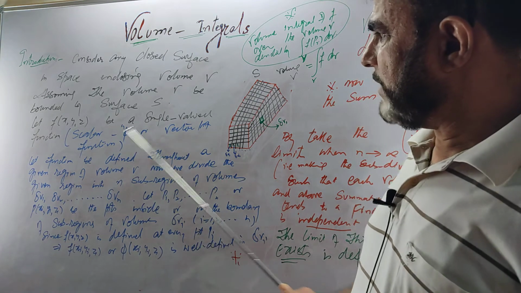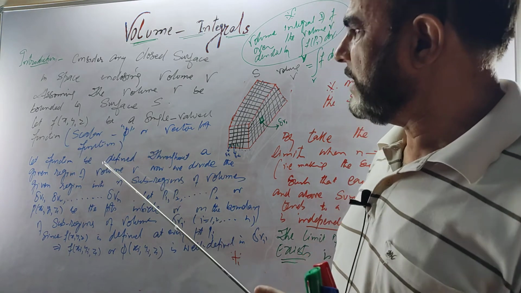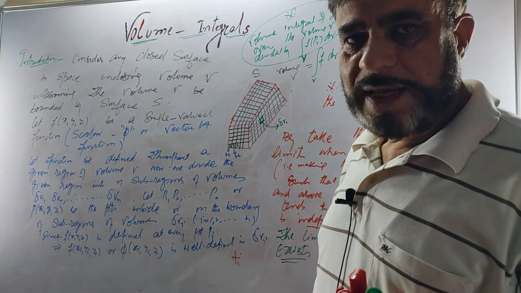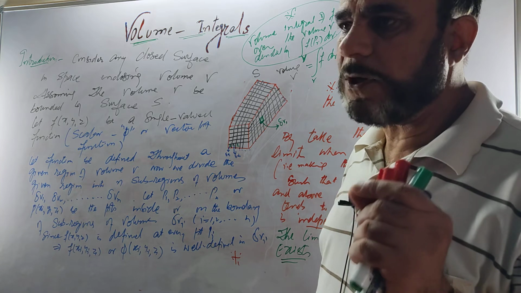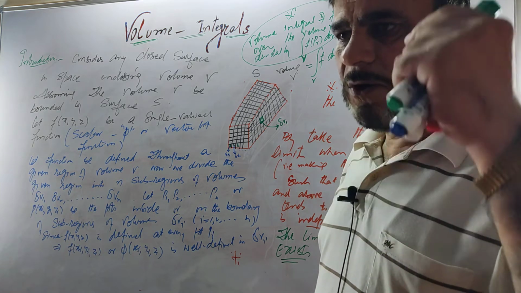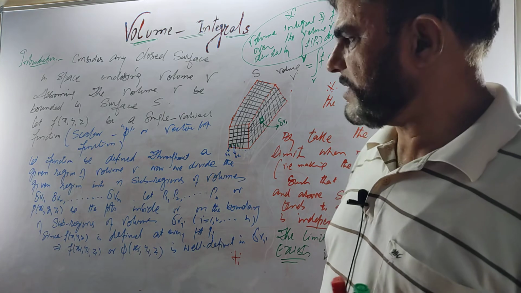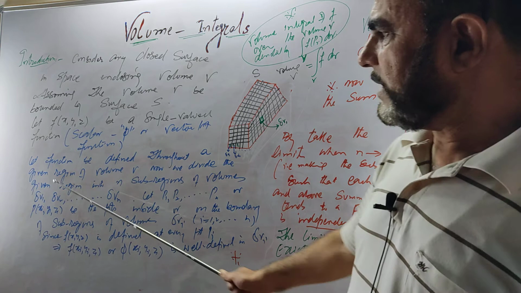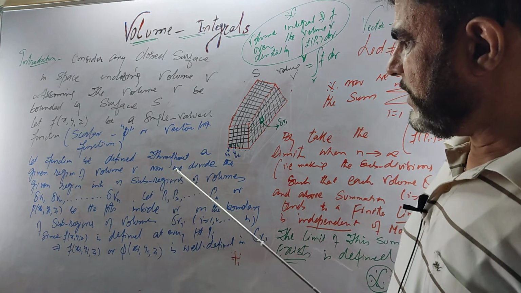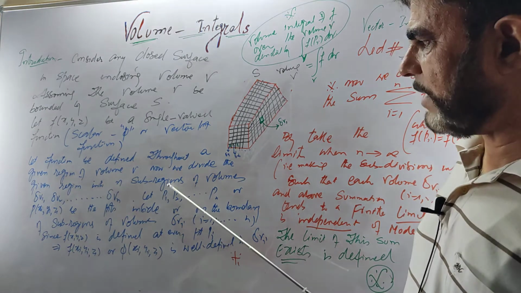f(x, y) be a single valued function. It can be a vector point function or a scalar point function, and our function is defined on the full volume. Full volume means it is defined on the volume and on the boundary of this volume, everywhere. So we let the function be defined throughout a given region of volume V. Now we divide the given region, that is the given volume, into n subregions.